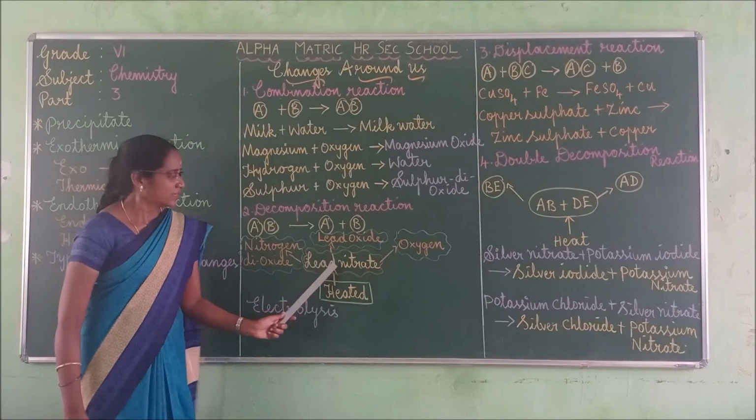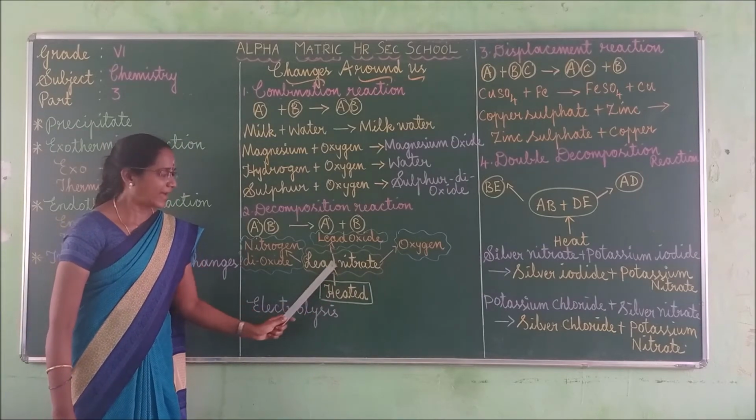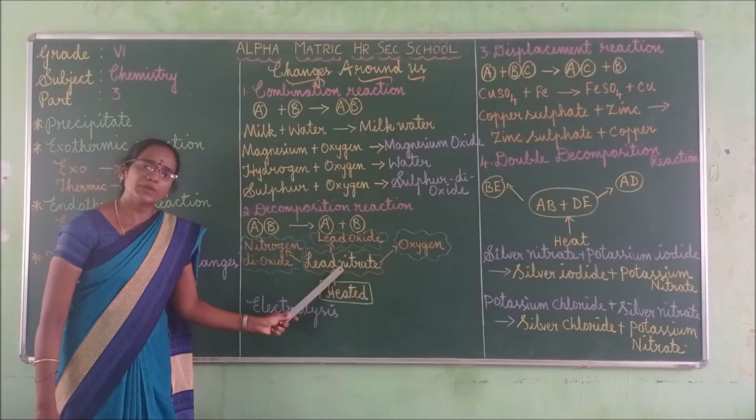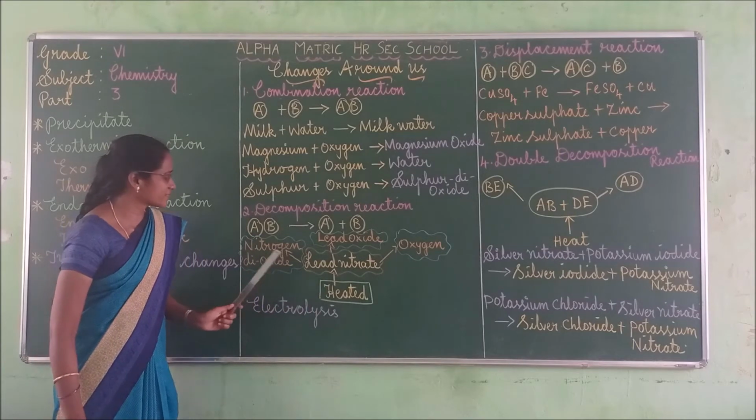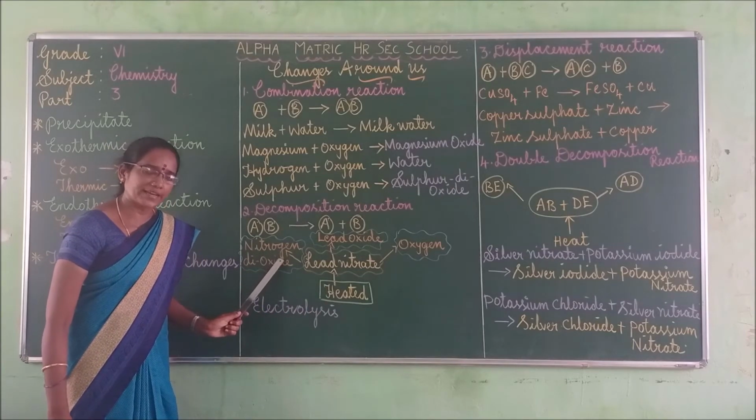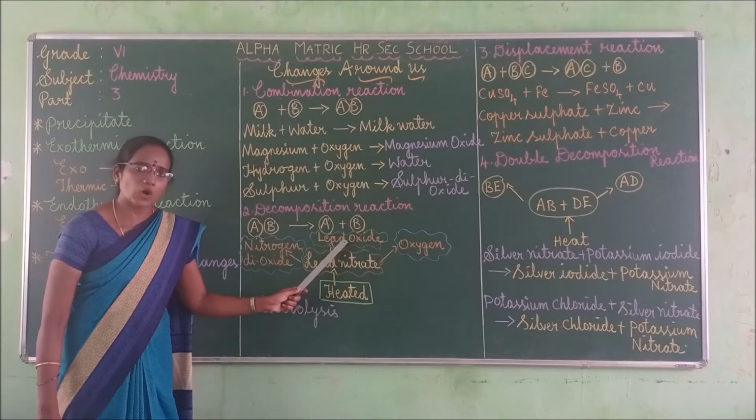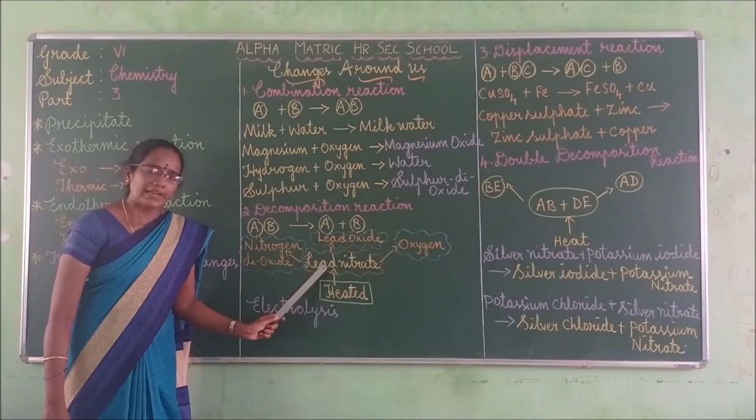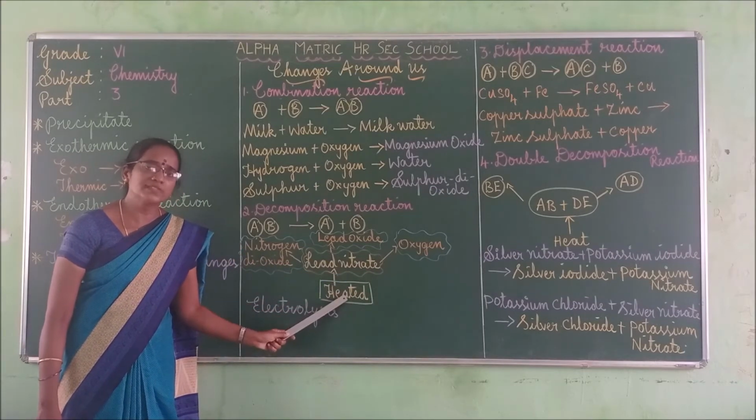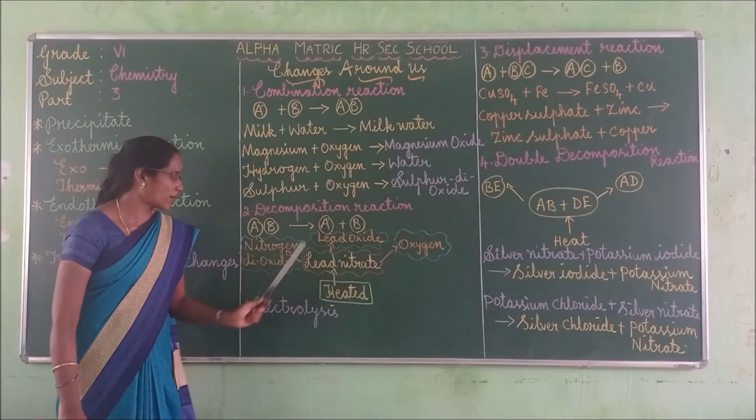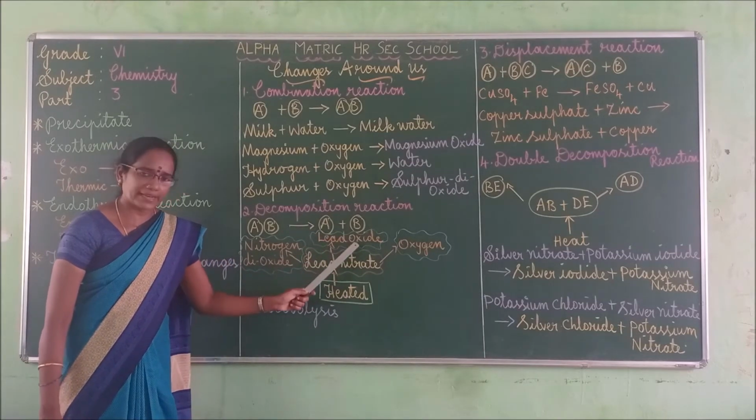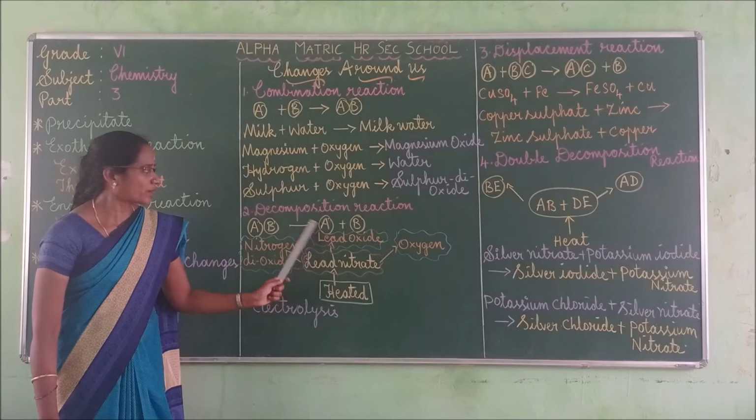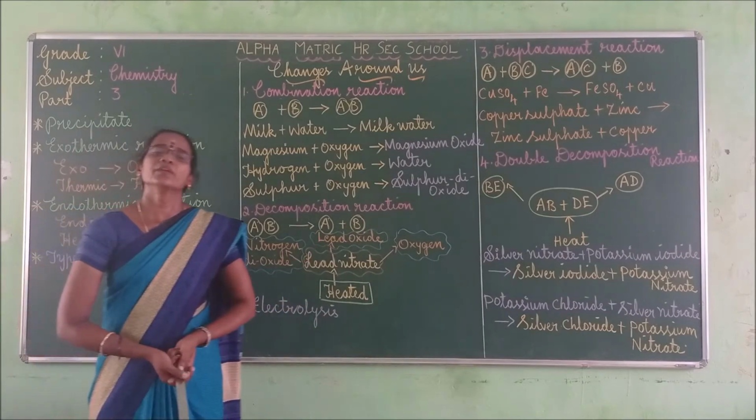Right? For example, lead nitrate. Lead nitrate on heating splits into three substances. One is nitrogen dioxide gas, another one is lead oxide, next one is oxygen gas. So lead nitrate on heating forms three new products. One is nitrogen dioxide, second one is lead oxide, and third one is oxygen. So what is meant by decomposition reaction?